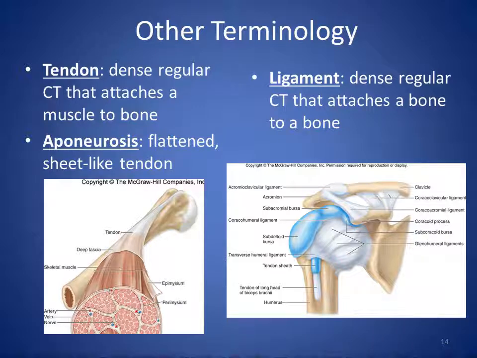There's also some other terminology that we need to be aware of when we look at the muscular system. And three terms that need to be distinguished are tendon, aponeurosis, and ligament. A tendon is composed of dense, regular connective tissue, and it attaches muscle to bone. Some tendons are very flattened and very broad, almost sheet-like. These are known as aponeuroses. And then the ligament. Ligament is also composed of dense, regular connective tissue. However, ligaments attach bone to bone.